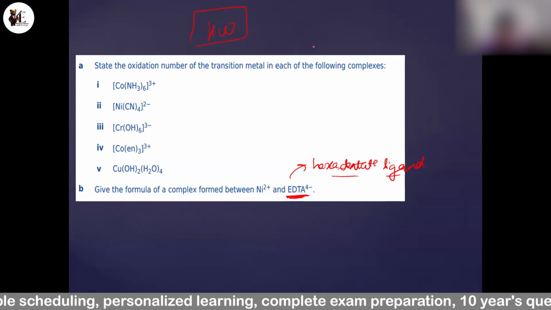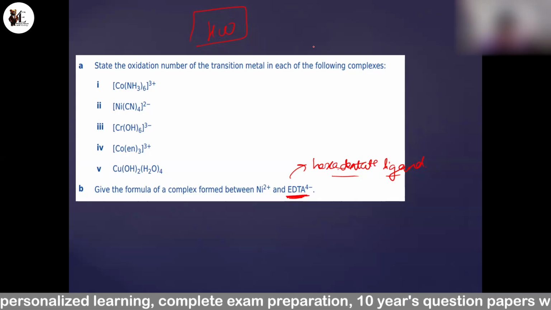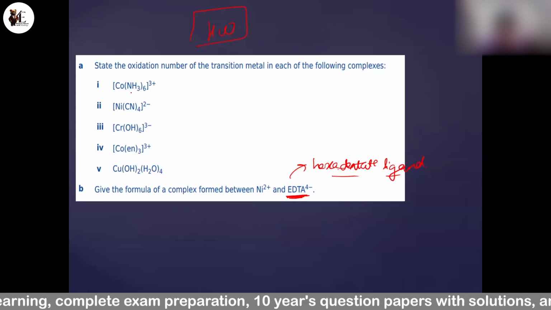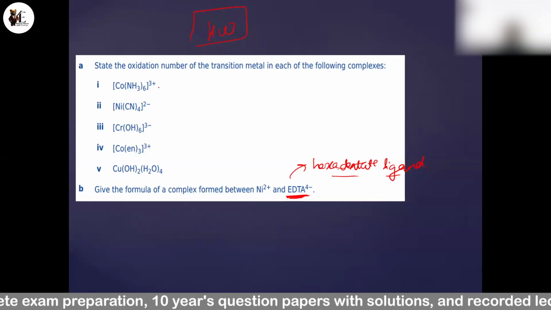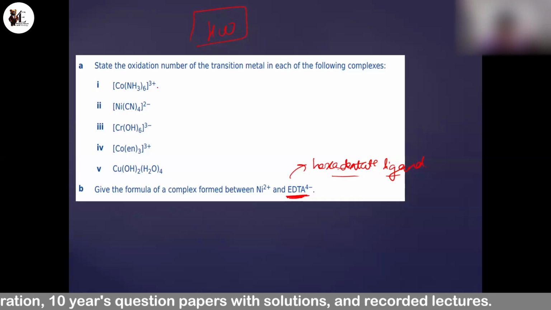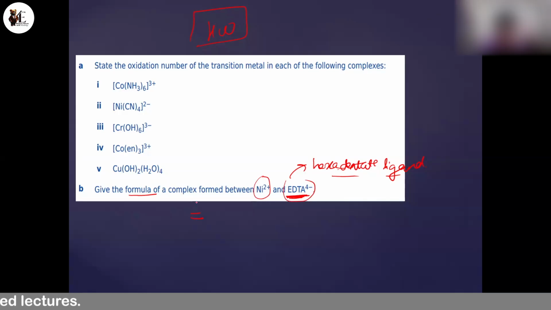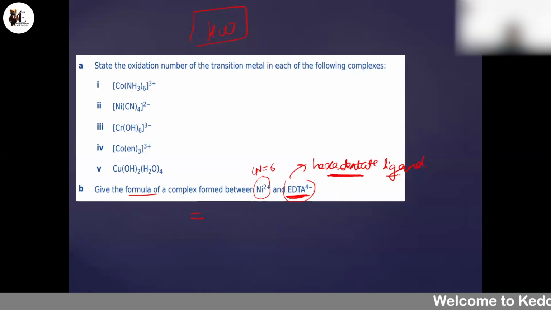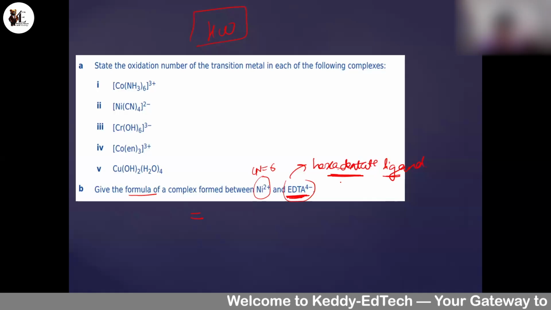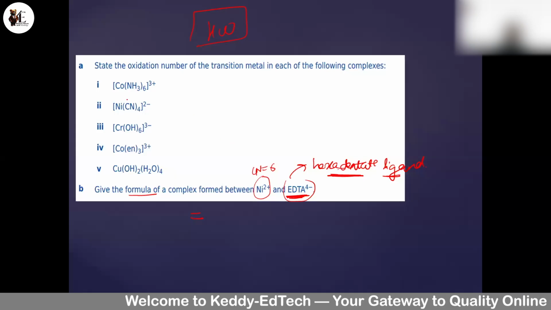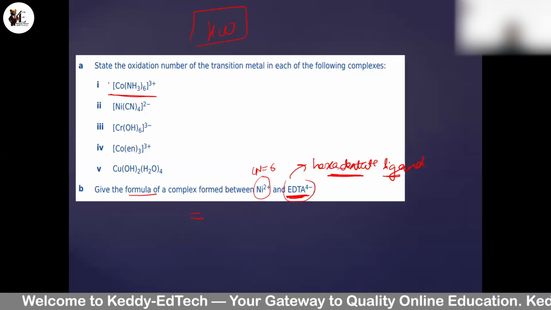Ma'am, give a formula for the complex formed, like what should we write? Pardon? You have to give the formula of a complex formed between nickel 2+ and EDTA 4-. Tell me what should be the answer. Nickel can form a maximum coordination number of 6. It is a hexadentate ligand. Then what should be the answer? Octahedron? No, a formula like this. So tell me what should be the formula.